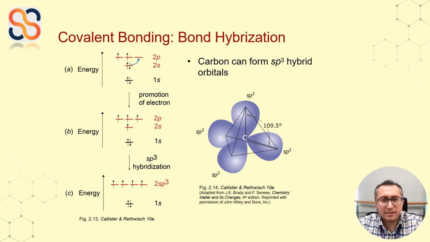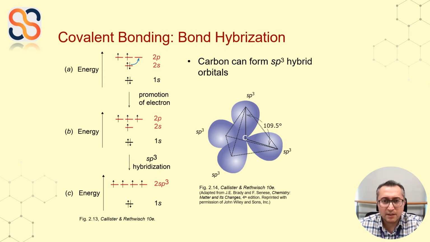Next, let's discuss an interesting concept in covalent bonding, bond hybridization. This process is particularly important for understanding how certain elements like carbon can form different types of bonds. Hybridization happens when atomic orbitals mix to form new equivalent orbitals called hybrid orbitals. Carbon is a great example because it can form sp3 hybrid orbitals. Here is how it works.